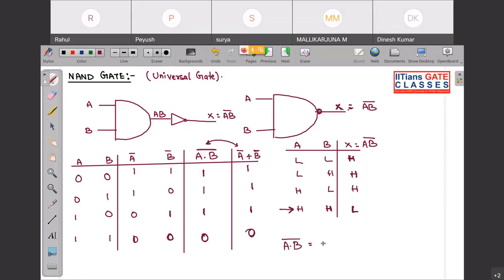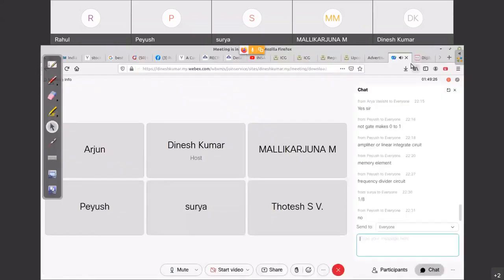NAND B is equal to A complement or B complement. Now this is one very important conclusion. Can anyone tell me what is this? What is this?